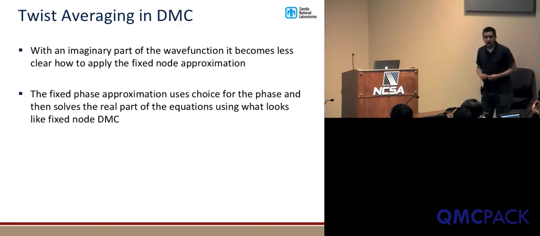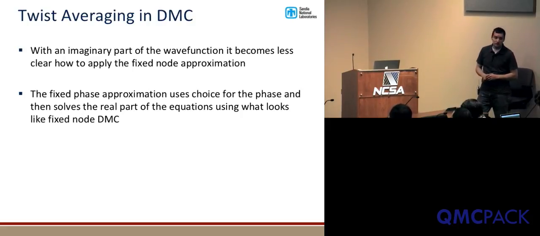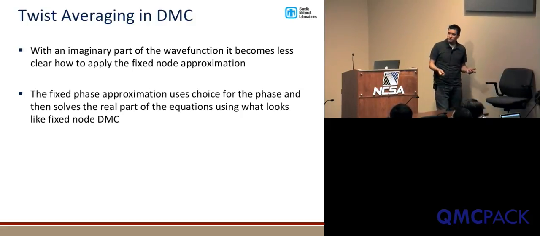We're talking about fermions. We're applying the fixed node approximation for everything we're going to be doing here. And if I have a complex wave function, it's a little less obvious: okay, what are the zeros in my wave function? How do I constrain the boundary conditions? So what we do is apply what's called the fixed phase approximation. It says I'm going to get my phase from elsewhere, typically my DFT calculation, and then we're going to solve the real part of the equations using exactly what looks like fixed node DMC.